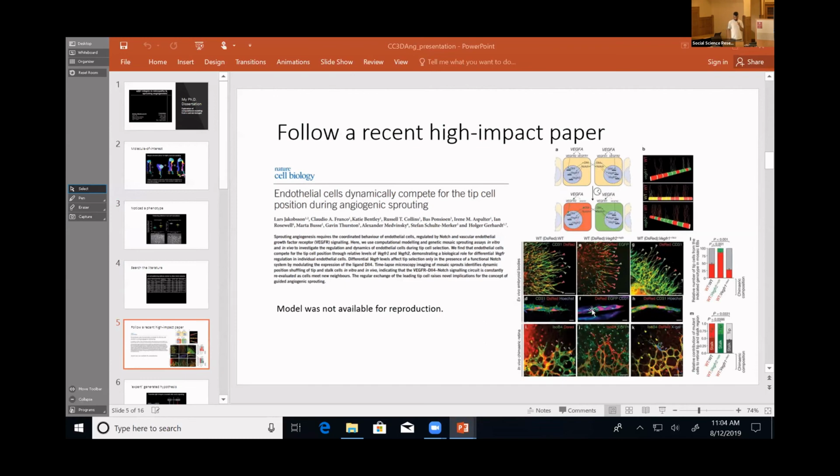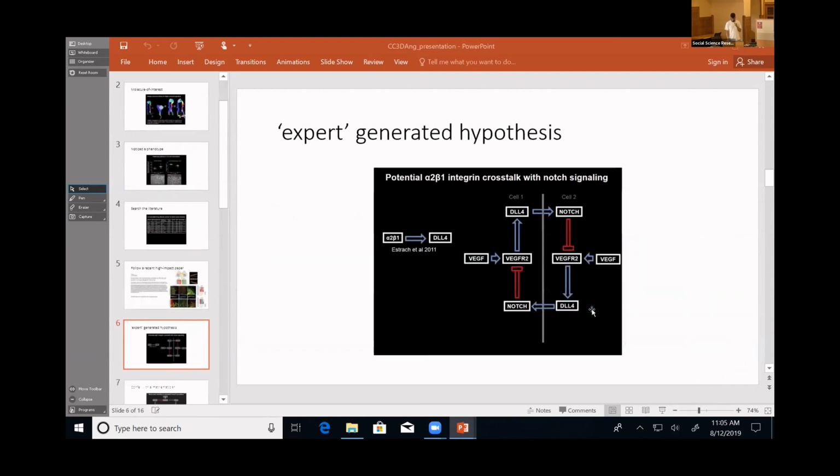A lot of the time what happens in molecular biology labs, as you know, is you see a phenotype and then you find a recent high impact paper and you try to integrate it within that paradigm. And that's what we did. Around this time, there was a very interesting paper, maybe one of the first high impact papers that demonstrated tip cell interchange using a number of complex experimental systems. They had modeling in there too, but the model was not available for reproduction. It was an agent-based model, and I'll talk a little bit more about that later.